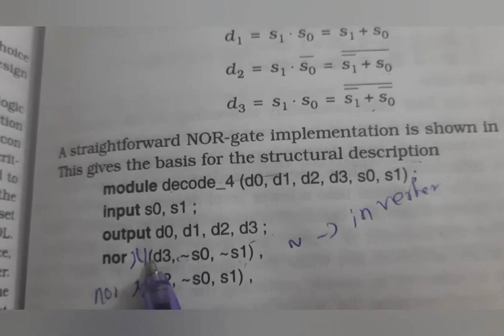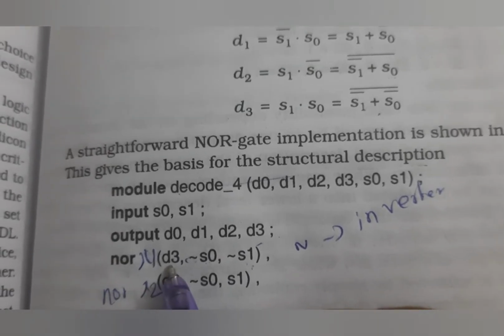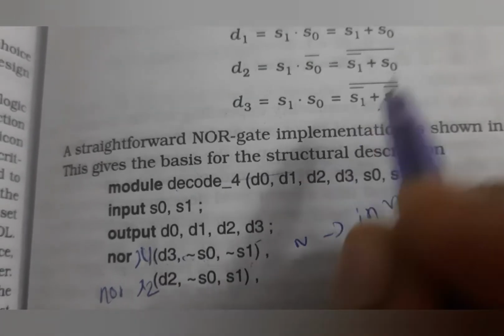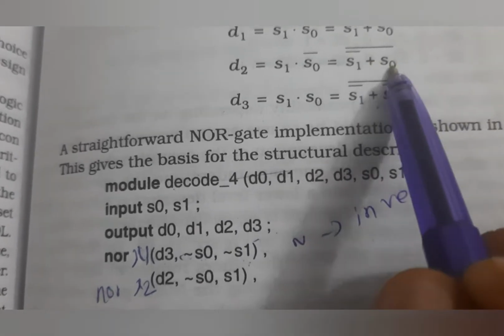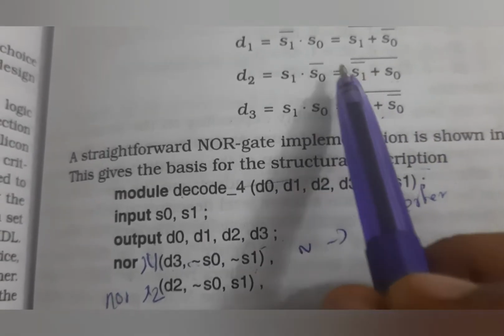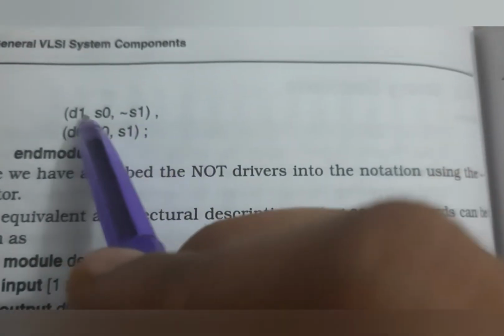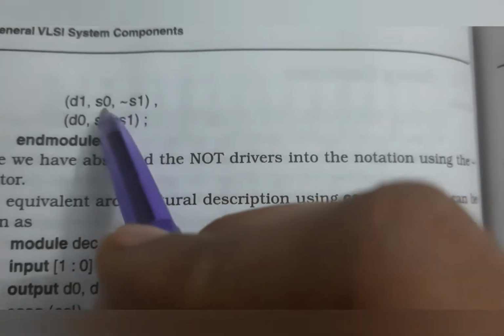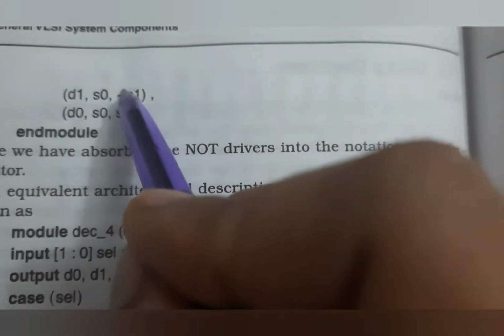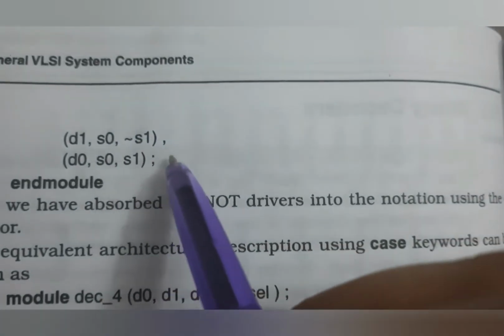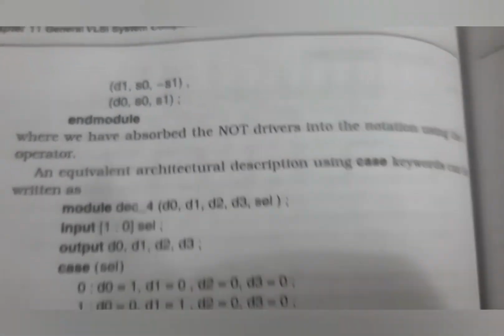Similarly for D2, the condition is S0 bar plus S1. So here we declare the inversion of S0, comma S1. Similarly we can write D1 and D0. D1 is the output, and these are the control lines for getting the D1 output. And we finally end the module.